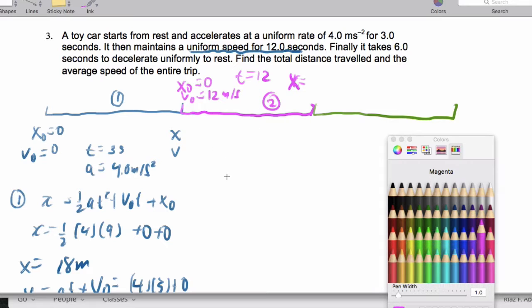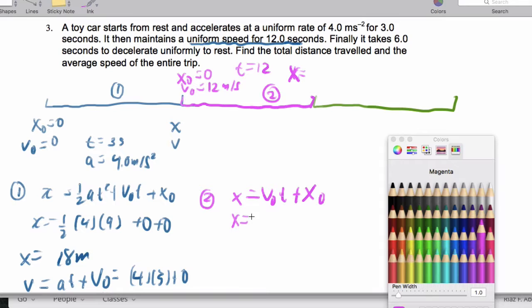So for leg 2, we can simply say x is v naught t plus x naught. That's going to be x is 12 times 12 plus 0. Excuse me, and we get 144 meters. That's cool.